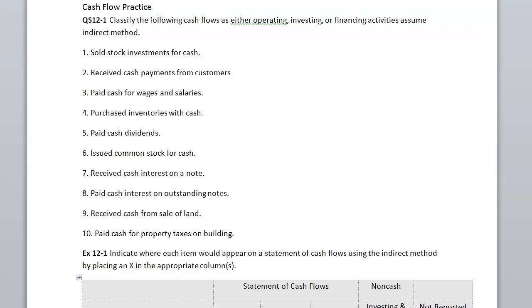Received cash interest on a note, operating, because interest income would be part of our net income. Paid cash interest on outstanding notes, operating. Received cash from the sale of land, investing, land is an investment. And paid cash for property taxes on the building, that would be operating.